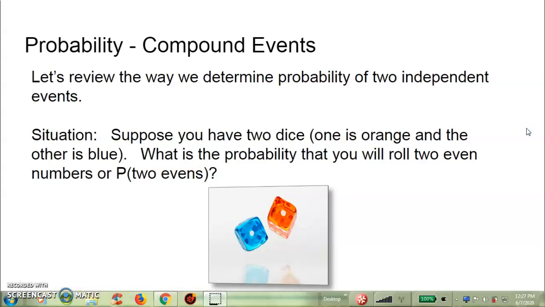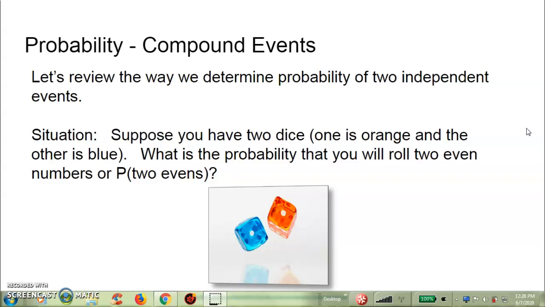Hi all. So this is a continuation of the last lesson that we did on probability. So what I want to do is kind of pick it up with compound events again, but we're going to do a new topic called dependent events. But in the process, I want to review a little bit about independent events and sample space.